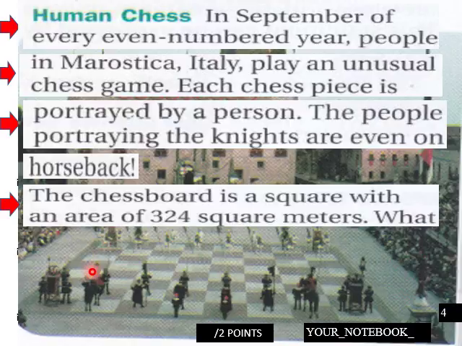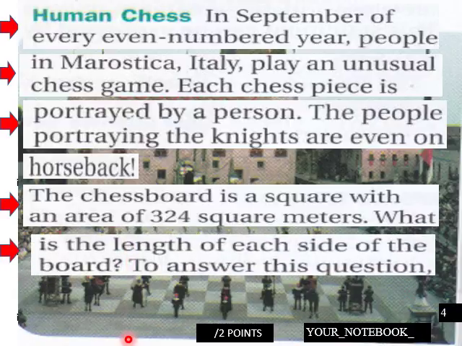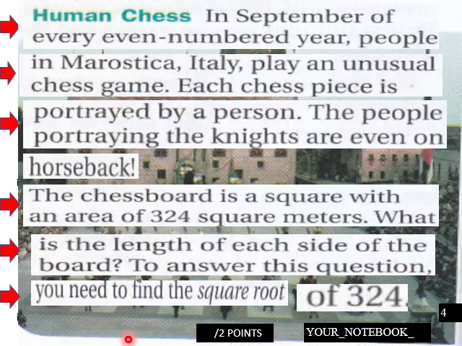We get into a kind of a thought experiment here about the 324 square meters. What is the length of each side of the board? So we need to find the square root of 324.